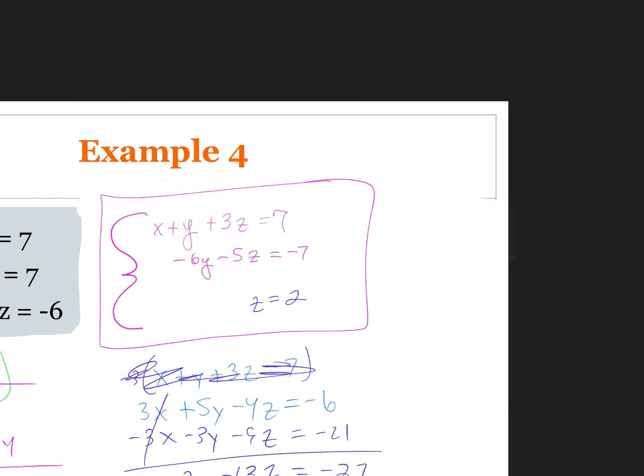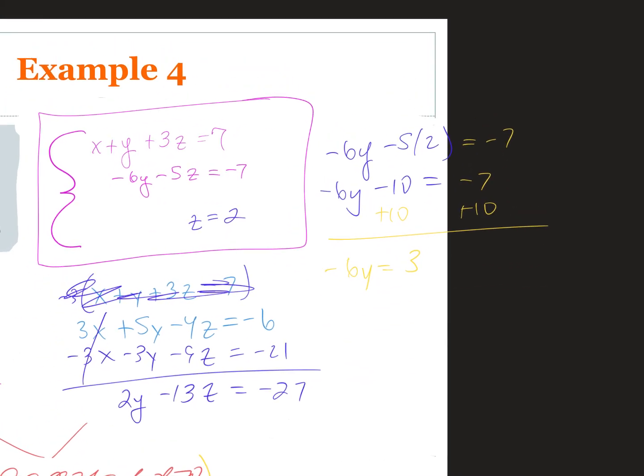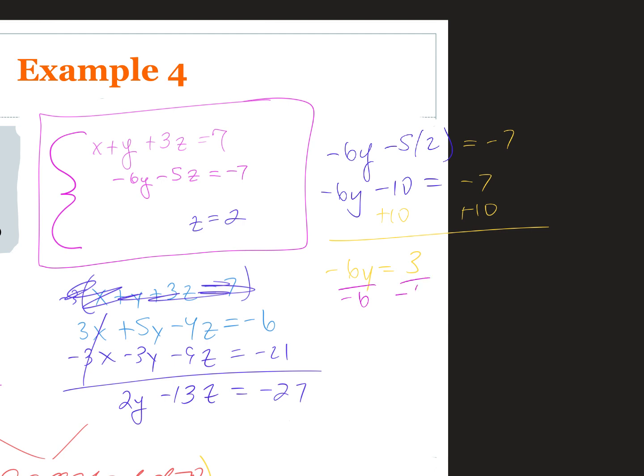Back substitution. I'm going to take that z, and I'm going to say negative 6y minus 5 times 2 equals negative 7. So negative 6y minus 10 equals negative 7. I'm going to add 10 to both sides. Negative 6y equals 3. When I divide here, guys, don't make a silly mistake. Does that equal negative 1/2 or 2? 1/2. All right, this is y equals negative 1/2. That's a fine answer.